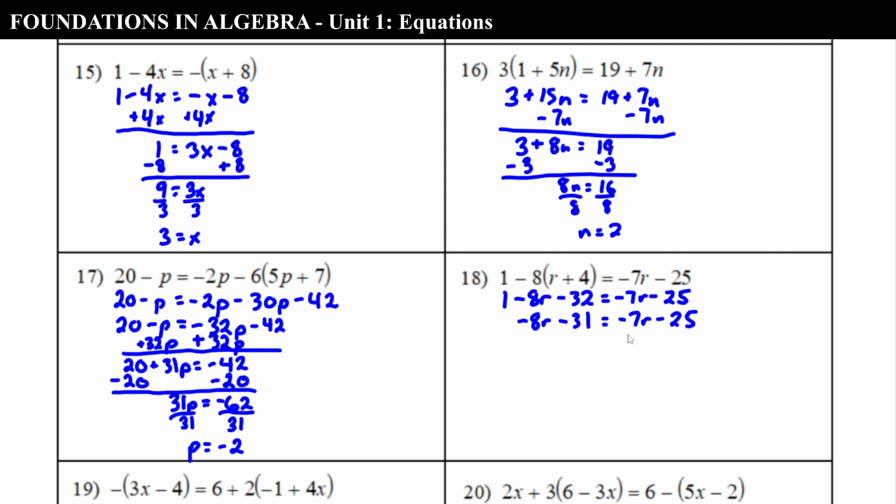Now let's add 8r to each side. That gives us negative 31 equals r minus 25. And then we're going to add 25 to each side. And when you do that, you're going to get negative 6 equals r.